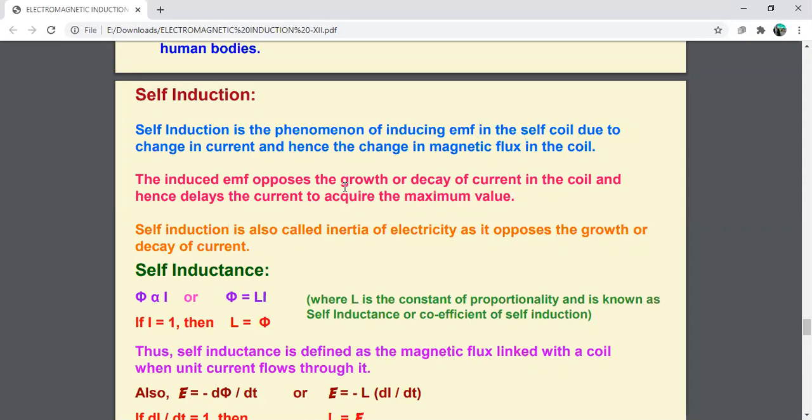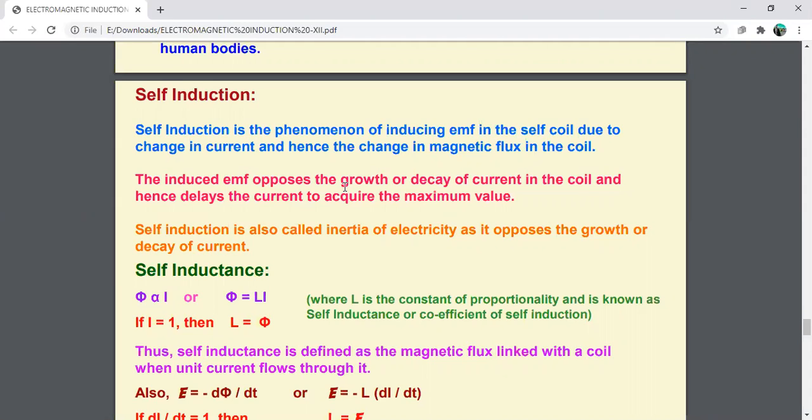And the induced EMF in the coil, which arises because of variation of current flowing through the coil, always opposes the growth or decay of current in the coil, and hence delays the current to acquire the maximum value.